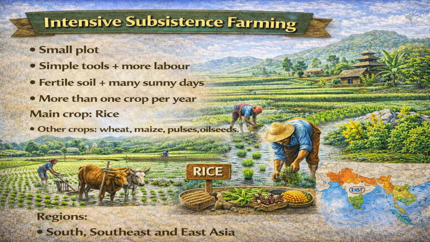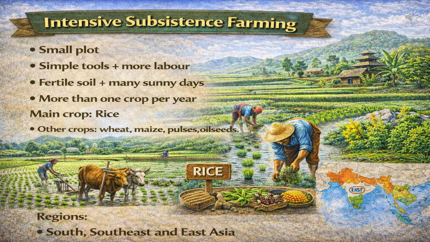Intensive subsistence farming is common in areas where population is high. Its features: small plot of land, simple tools but more labor, fertile soil and many sunny days, more than one crop grown per year. Main crop: rice. Other crops: wheat, maize, pulses, oilseeds. It is mainly practiced in South Asia, Southeast Asia, East Asia.